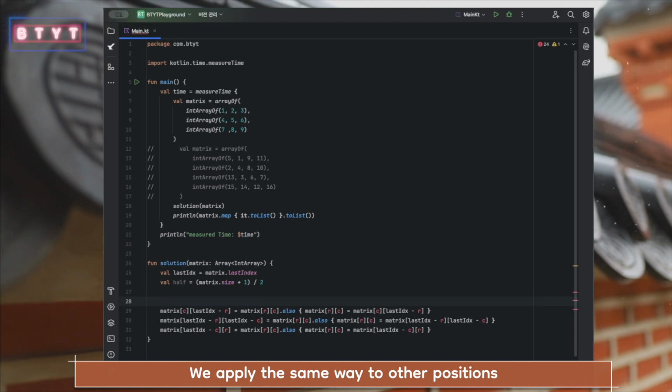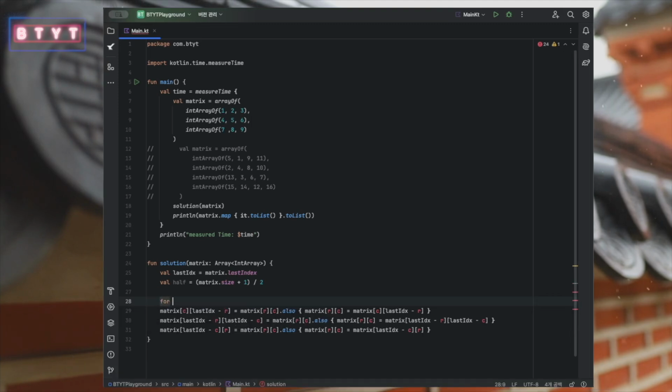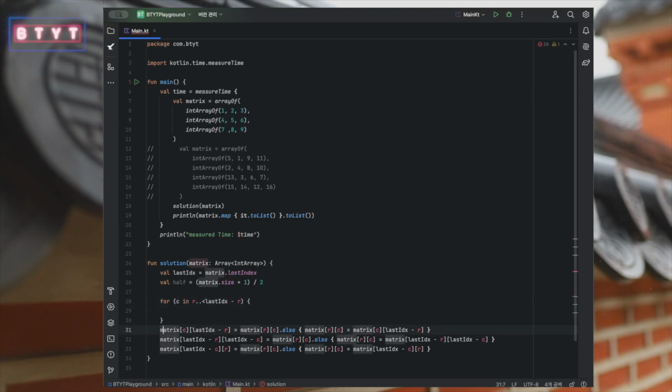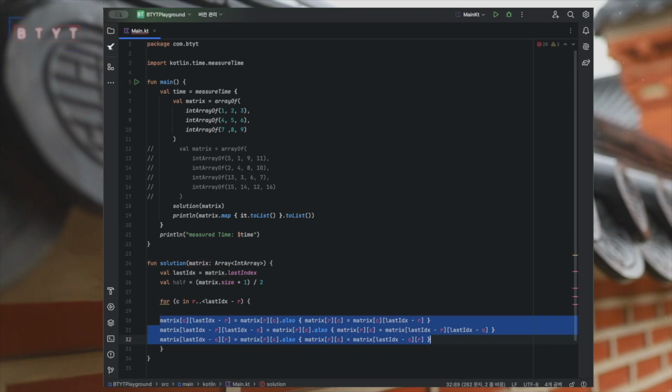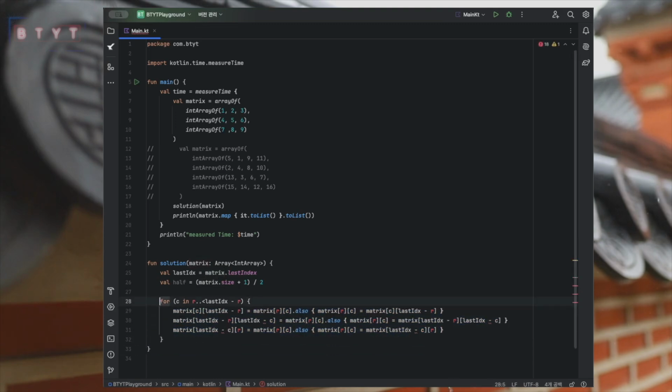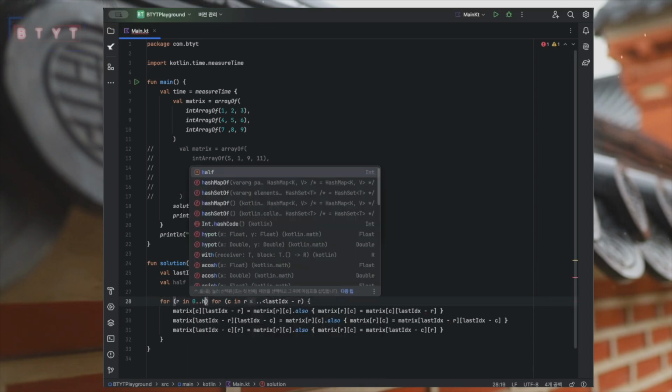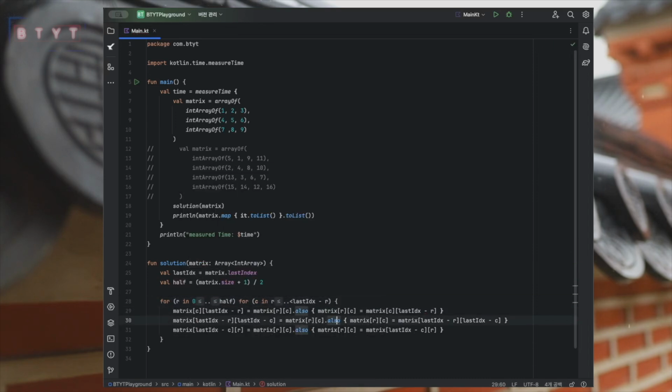We apply the same way to other positions. Also inner squares. Let's run the code.